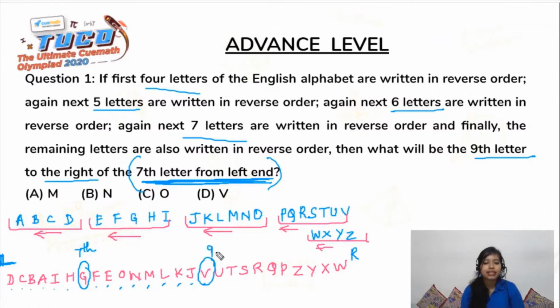So V is the 9th letter, and the 7th letter from the left. Hence, option D is the right answer to this.